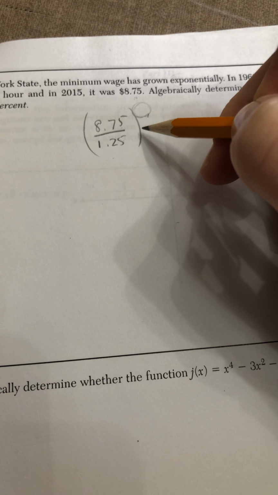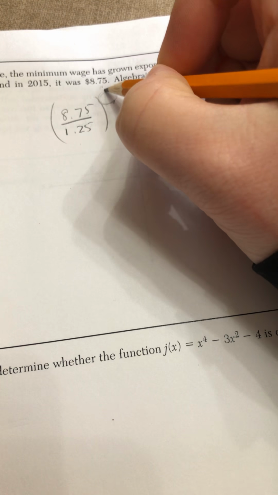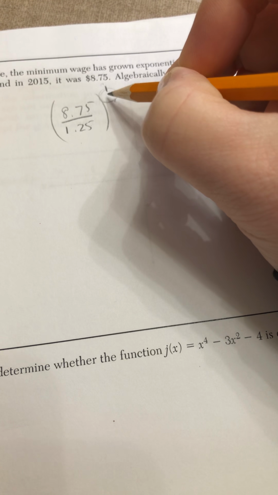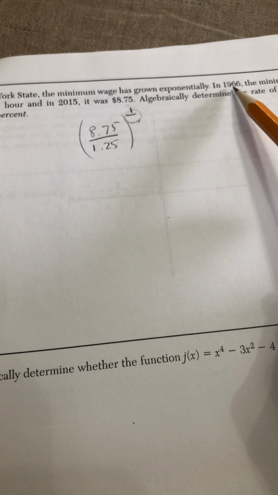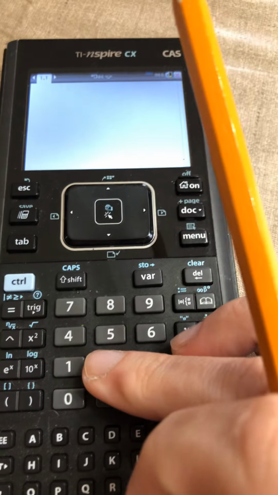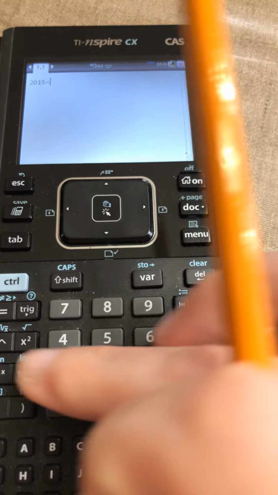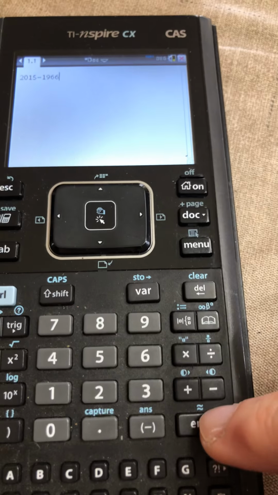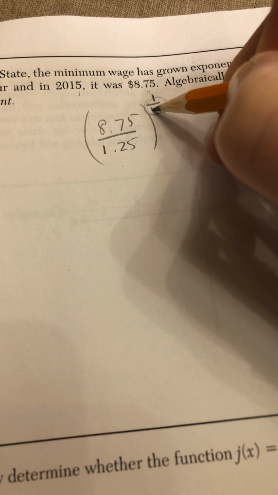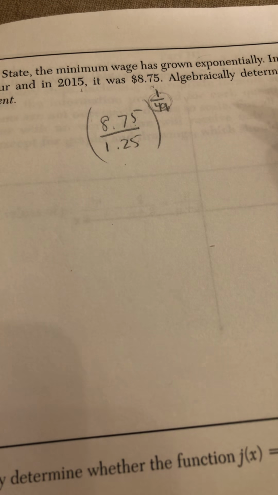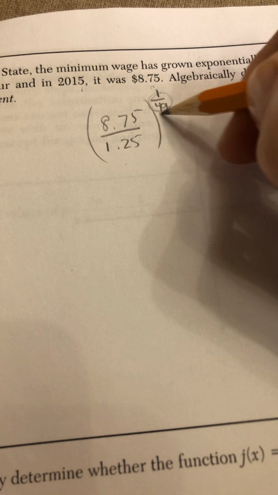I want to know the value of growth in 1 year when they give you, oh gosh, how much of a time span is that? So from 1966 to 2015, I'm going to subtract those two. So 2015 minus 1966, that happened over 49 years. So I want to know, what is the 1 year growth rate when they're giving me 49 years? So that's an exponent up there, okay?